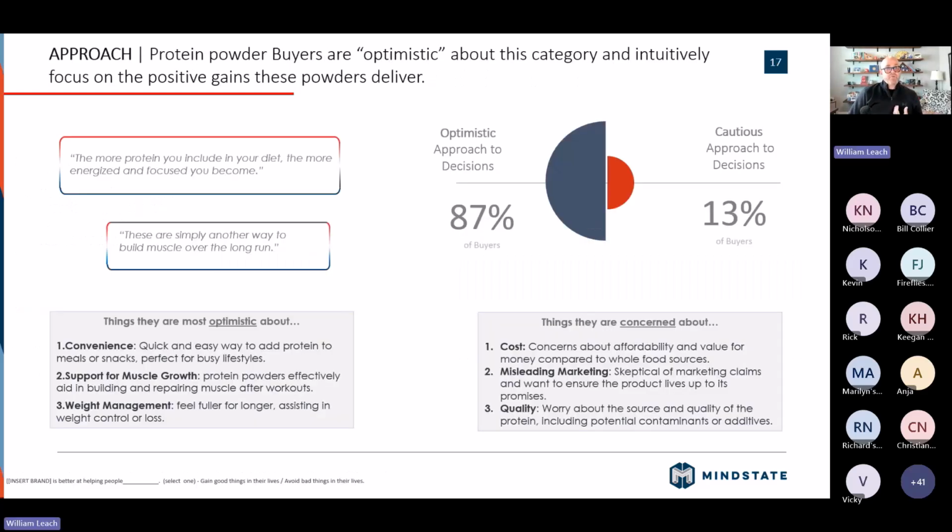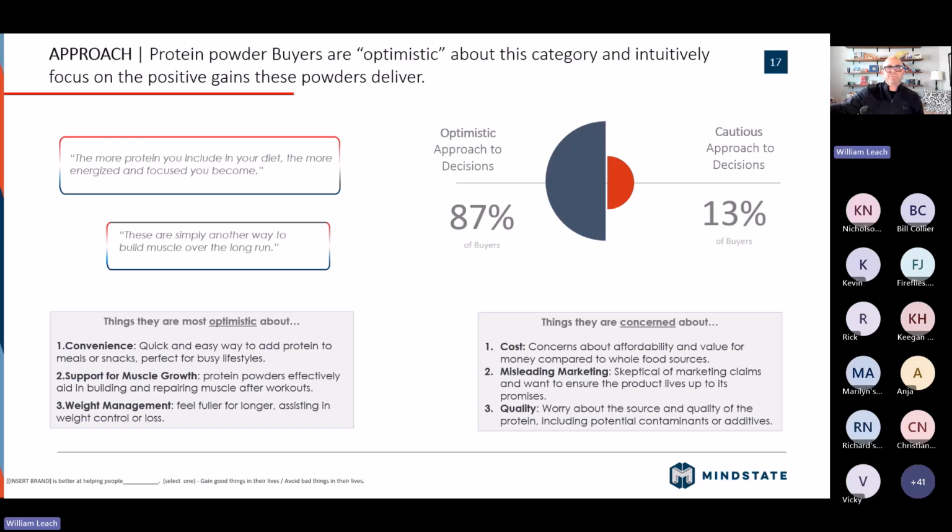Next, I want to understand the approach, right? Approach is really helpful in understanding how to lower psychological friction to buying brands. In this case, protein buyers are optimistic about the category and intuitively focus on positive gains. About 87% of all respondents are seeking gains from their protein powder. 87% want more good things, but there's still 13% of people who are using protein powders to avoid bad things.